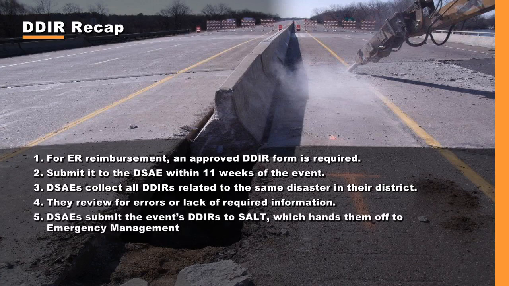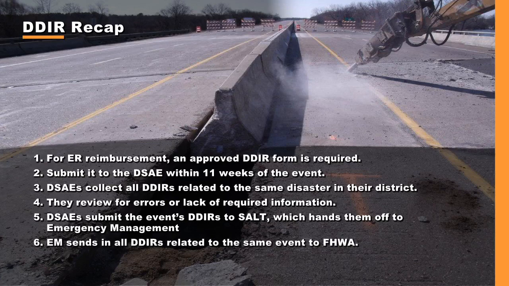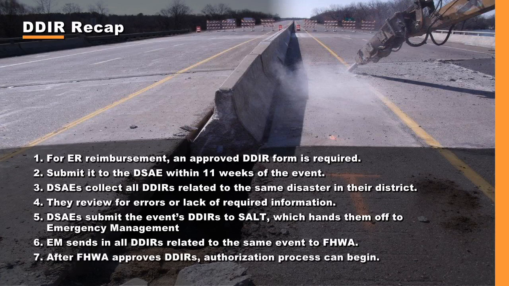5. DSAEs submit the event's DDIRs to SALT, which hands them off to Emergency Management. 6. Emergency Management collects all DDIRs for each disaster. They review them for completeness and adherence to FHWA requirements and then submit them to FHWA. 7. After FHWA approves the DDIRs, the authorization process can begin.